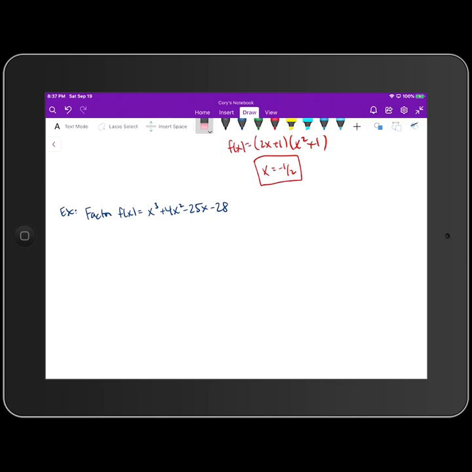Okay, so using Descartes' rule of signs, when I count the sign variations, f of x starts positive, the next term is positive, the next term changes to negative, that's 1 sign variation, the next term stays negative. So that means that there is one sign variation, meaning that there is one positive real zero.